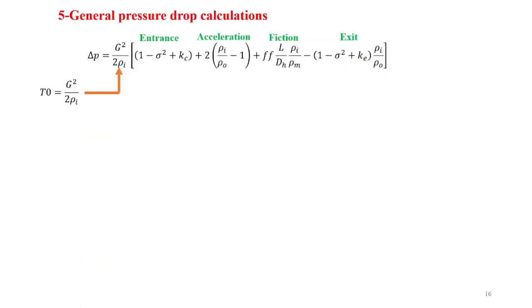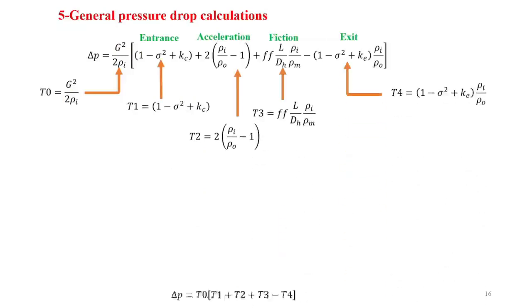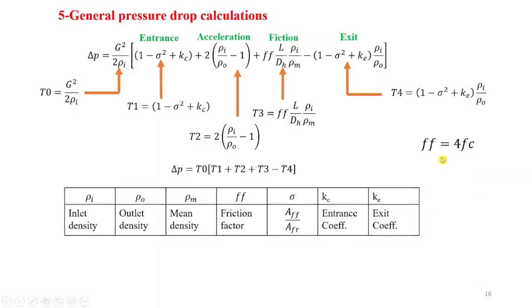So we call this term T0, and we call this term T1 in our MATLAB program. This is T2, this is T3, and this is T4. In order to find delta P, you have T0 times a bracket where you have T1, T2, T3, and T4. Remember that the friction factor is actually 4 times the friction coefficient. These parameters have been described again, what each one of them represents.